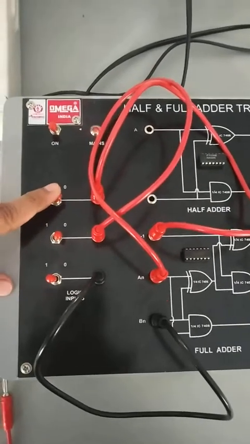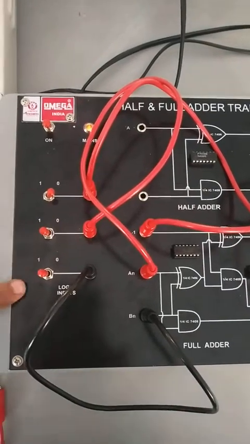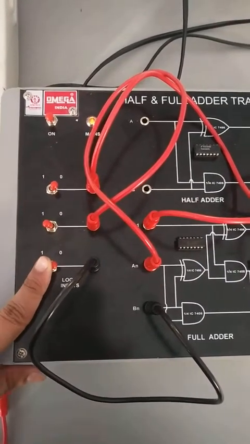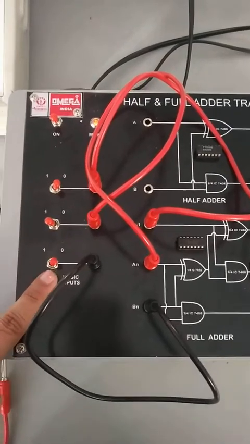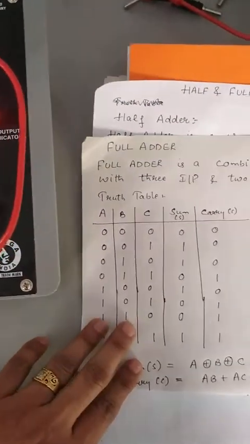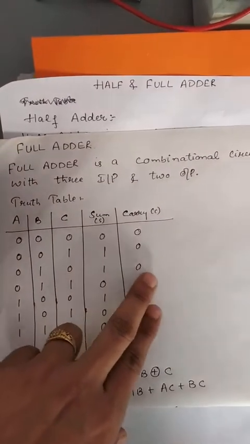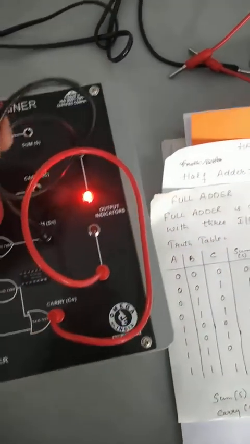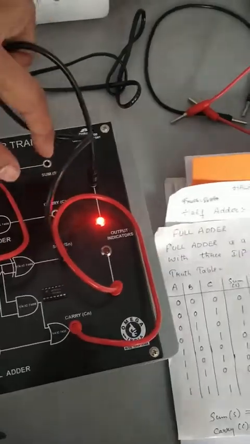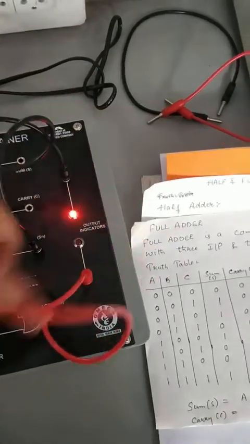The next combination is A will be 0, B will be 1 and C will be 0. I just make A 0, B 1 and C 0. At that time you have to see that the sum will be 1 and carry will be 0.